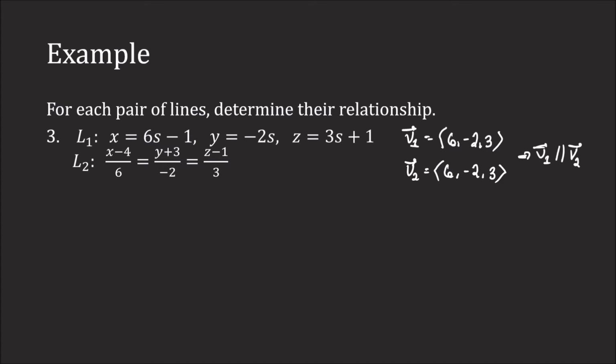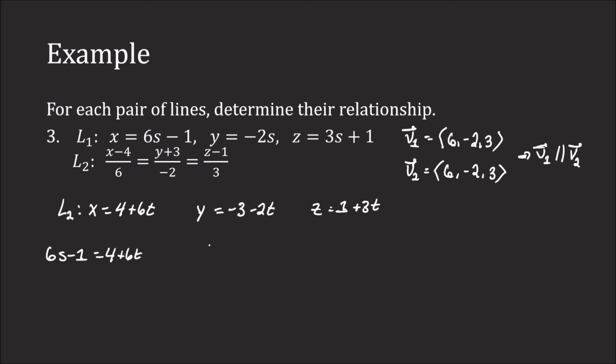We need to describe the second line. Well, the second line can be described by x is equal to 4 plus 6t, y is equal to negative 3 minus 2t, z is equal to 1 plus 3t. So x equals x, y equals y, z equals z.